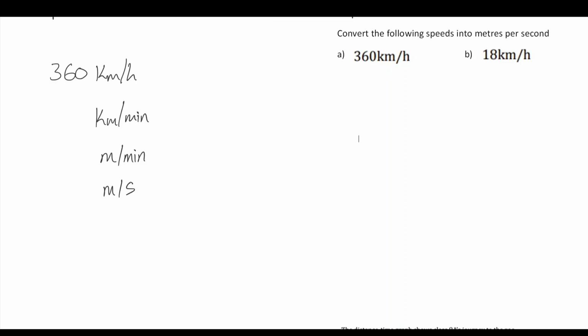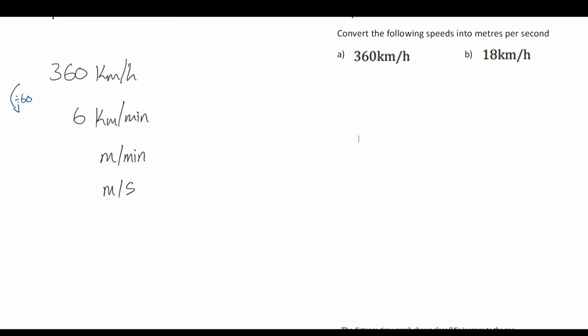Is the number meant to be getting bigger in this context, or is it meant to be getting smaller in this context? So, if I can travel 360 kilometers in an hour, will I travel more kilometers or less kilometers in a minute? It's going to be less kilometers in a minute. So we know there's a scale factor of 60 and we're going to be dividing by 60. So that gives us 6 kilometers per minute.